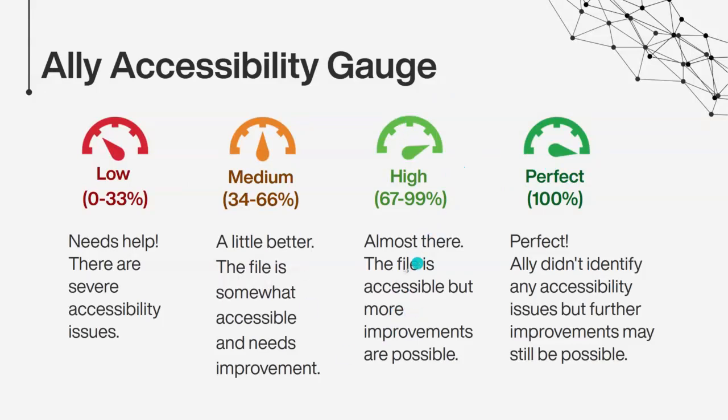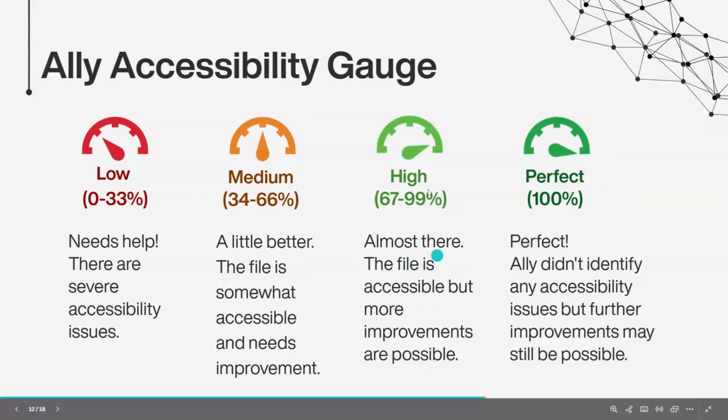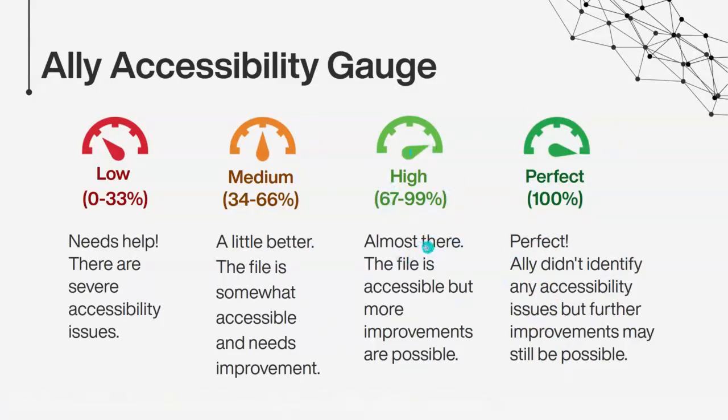High, you might have some contrast issues, maybe one or two headings. And this is the score. This is the aspirational score. But anything that's 95 or higher is considered acceptable. That is the threshold that we're currently working with.